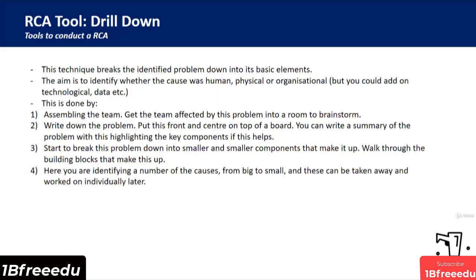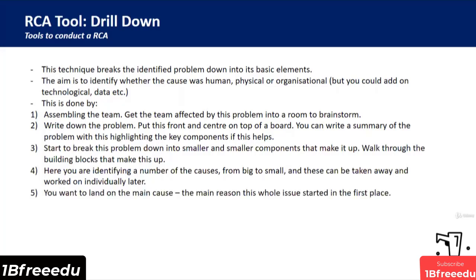So here you're identifying a number of causes from big to small, and these can be taken away and worked on individually later on. So as you drill down into that problem, you can start to see the different causes, the different problems that make up that problem. It's about breaking it down as far as possible. And of course, we'll see in the demonstration how to actually do that.